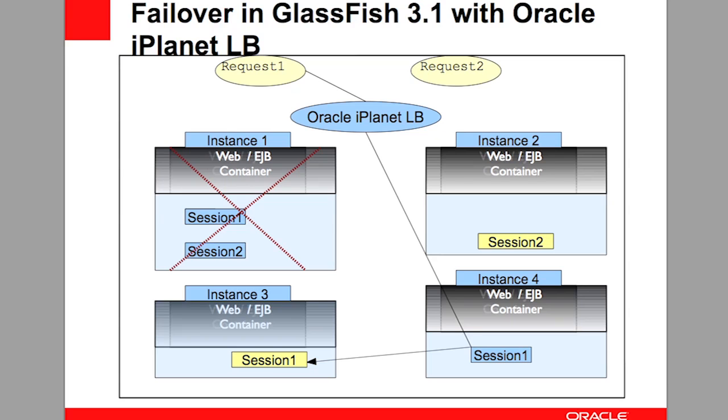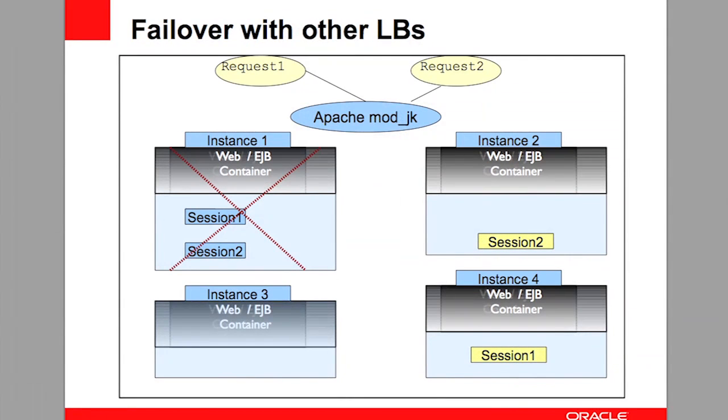Similarly, request 2 data will be routed to instance 2, and then the session 2 data will be replicated to instance 4 or to instance 3. If we use Apache mod_jk, and if the load balancer routes the request to, let's say, instance 3, then the replication module will pull the data from instance 4 into instance 3 and then replicate the data to either instance 4 or to instance 2.